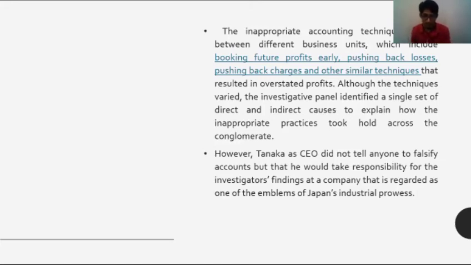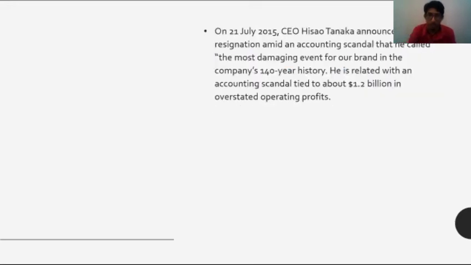Tanaka only pressured them, and they had no right to counter the instruction. So on 21st July 2015, CEO Hisao Tanaka announced his resignation amid an accounting scandal that he called the most damaging event for our brand in the company's 140-year history.